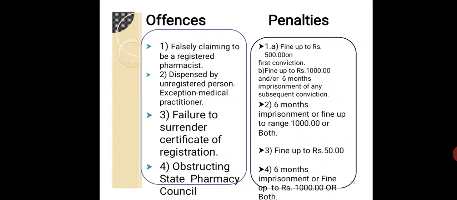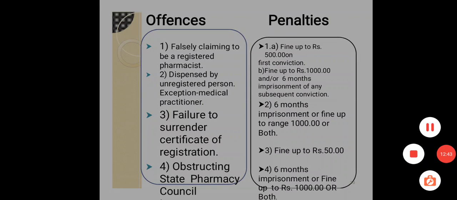In the first offense, falsely claiming to be a registered pharmacist, fine up to 500 on first conviction, or on subsequent convictions fine up to 1000 or 6 months imprisonment. Second is dispensed by unregistered persons, exception medical practitioner: 6 months imprisonment or fine up to 1000 rupees, or both. Third is failure to surrender certificate of registration: fine up to 15 rupees. Last is obstructing state pharmacy councils: 6 months imprisonment or fine up to 1000 rupees, or both.